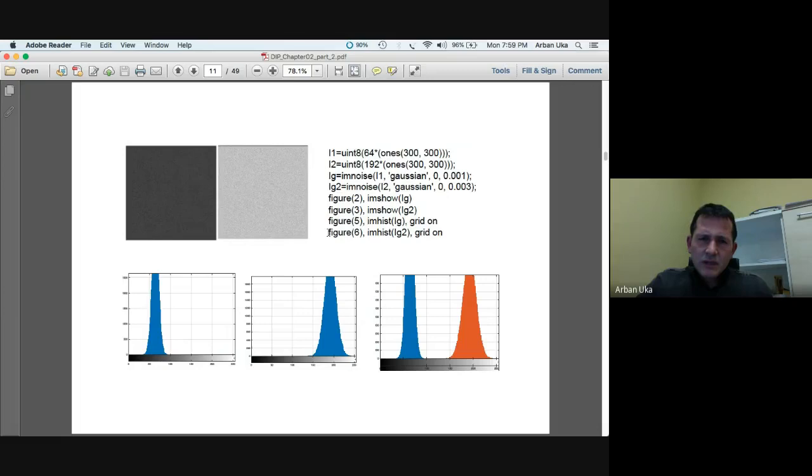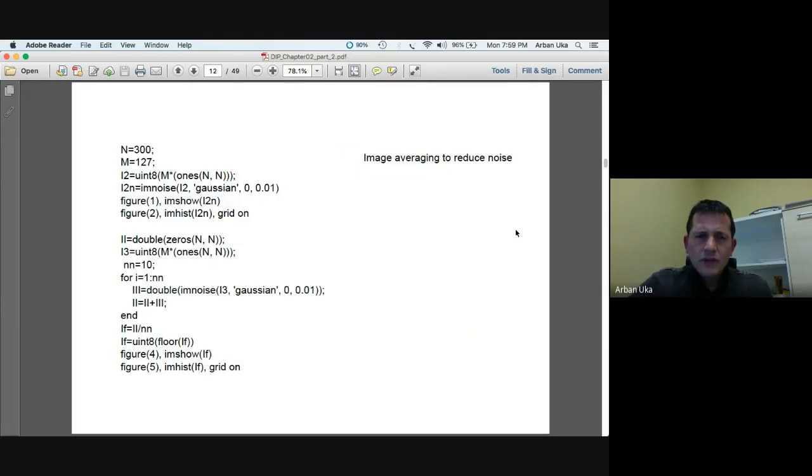Again, this is another example. We have an image I1 which is all one intensity, equal to 64. I2 will have an intensity around 192. We add Gaussian noise to both of these, and the pixel intensities will have a specific distribution around 64 and 192, whatever it is. Let's move ahead. So this is the code that we used.